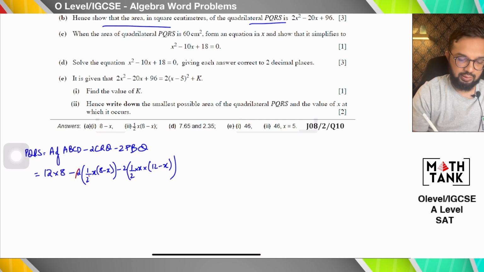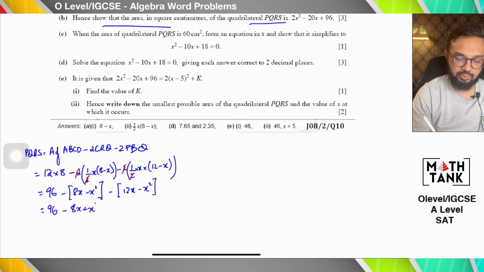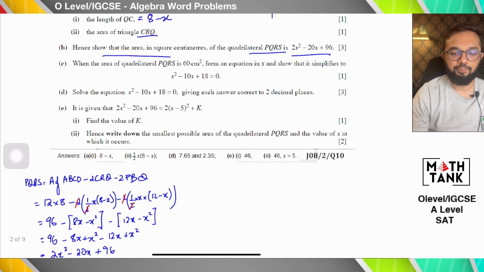Okay, so the 2's cancel out, the 2's cancel out. So I have 96 minus, this is x into 8 minus x. So I'm going to first multiply 8x minus x squared inside the bracket, and that's 12x minus x squared. So the 96 minus 8x plus x squared minus 12x plus x squared. So I get 2x squared minus 20x plus 96. Yes, that's what the question was asking.